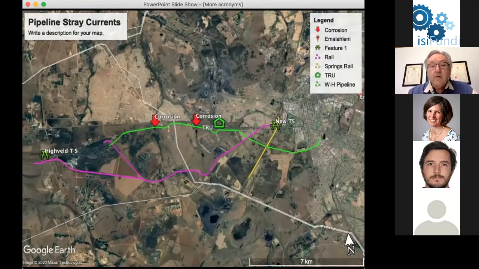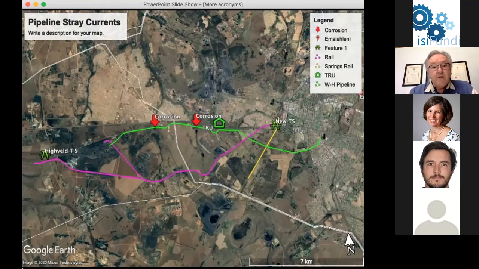None of them worked because the current actually wanted to go through these wetlands there and there back to a traction substation that was located over here, further downstream. And at the end of the day, a relatively small rectifier was installed at this location here in order to conduct the current back to its preferred route and thereby prevent this pipeline from corroding.